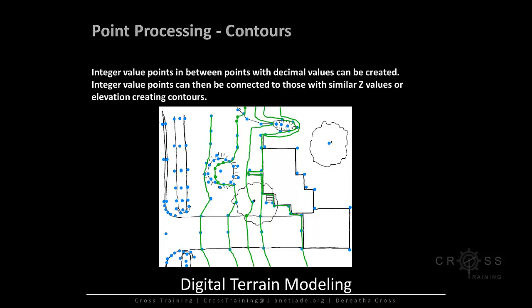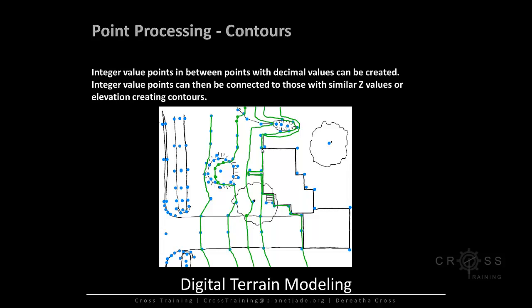So how these contours are created is that integer value points in between points with decimal values can be created. So we can see in this example, we'll say that along here these are whole numbers. For example, maybe for whatever reason this point here is 101.33675. And then this point here just happens to be 102. And maybe this one here is 103. And maybe this line along here is 104, and this line along here is 105.